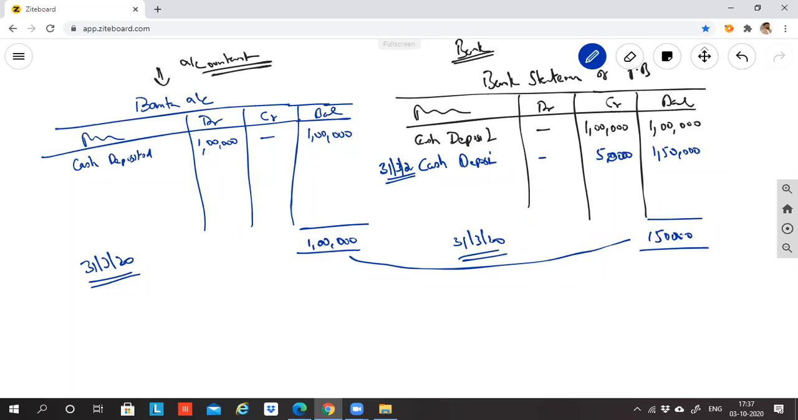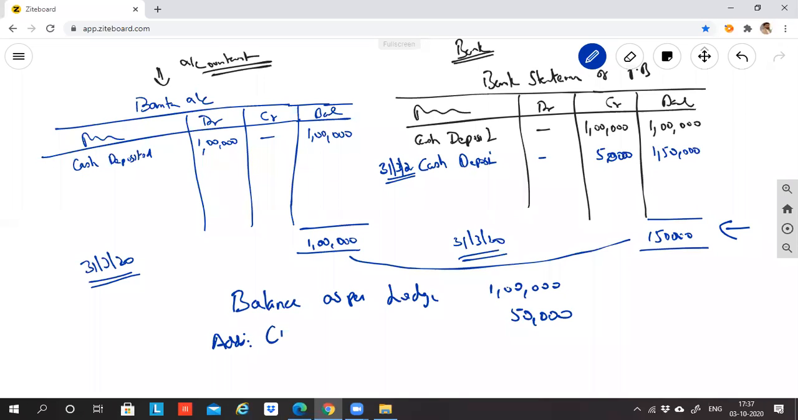Guys, are you able to follow what I'm telling? The balance as per ledger is how much? 1 lakh rupees. Now what will you do? You will add 50,000 rupees to it, because who is right here? Can I say the bank is right here? This balance is correct. So you will add the cash deposited by the customer directly into the bank account.